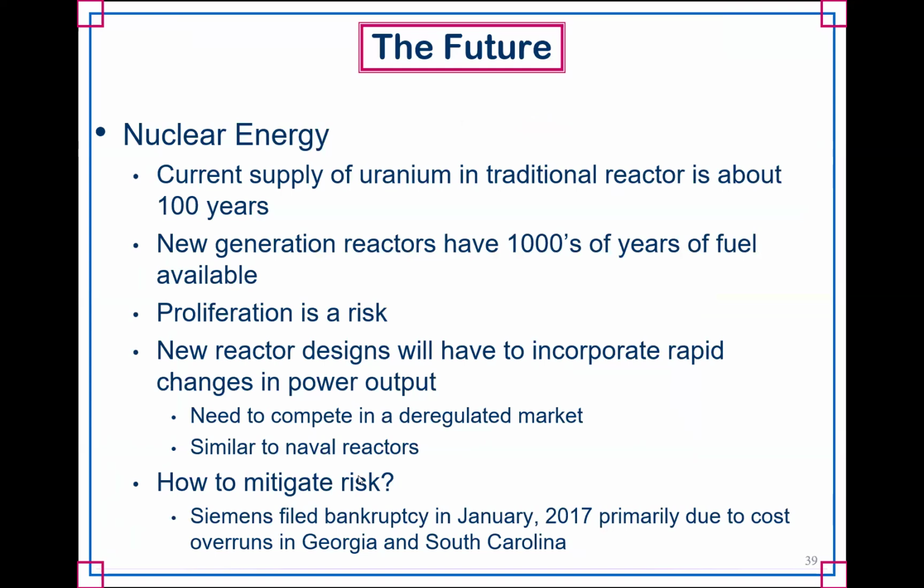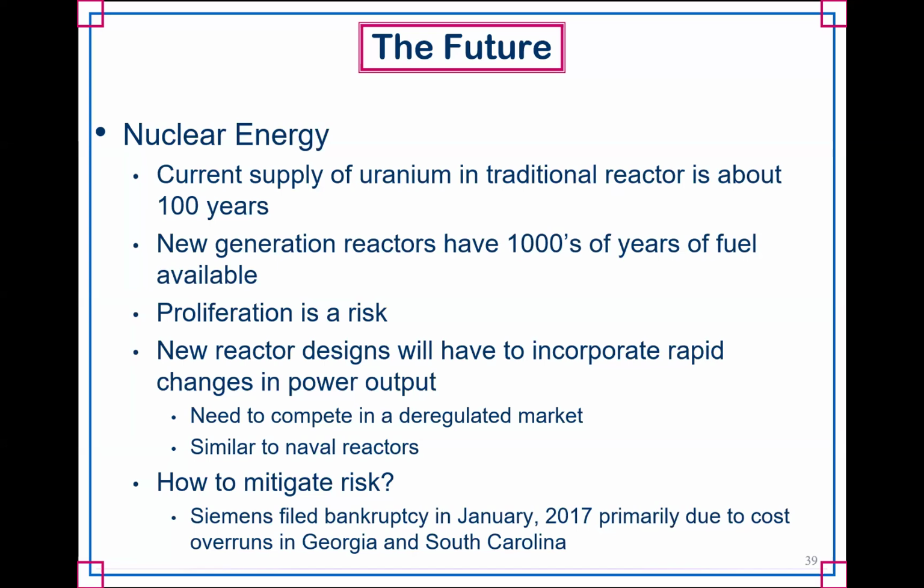And here's our last slide. So what's the future? Nuclear energy has about 100 years to go for a traditional reactor. If we use next generation reactors, we have thousands of years of fuel available with dispatchable sources. We've got to be very careful about proliferation, because bad people getting their hands on this stuff can cause real issues for us. Our new reactor designs have to be able to incorporate rapid changes in power.